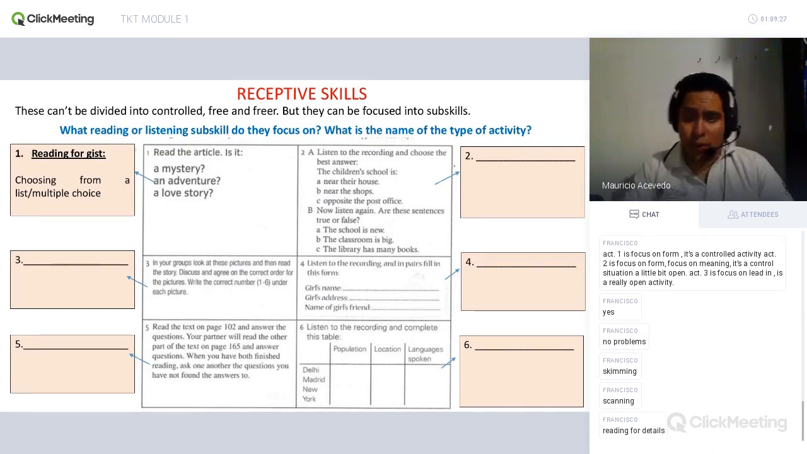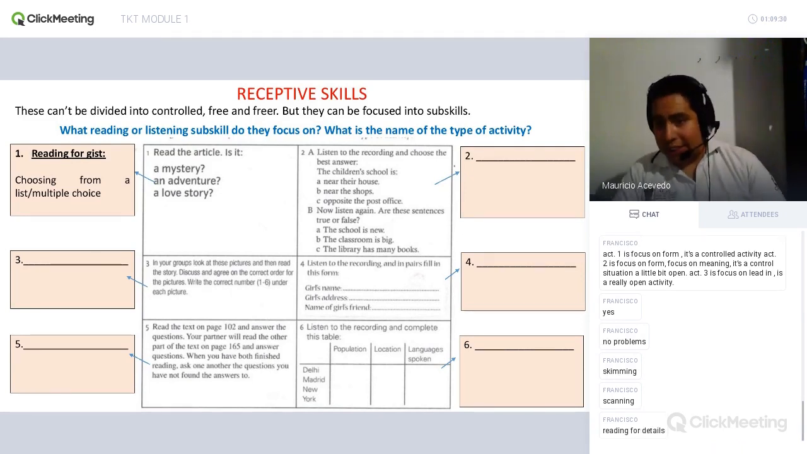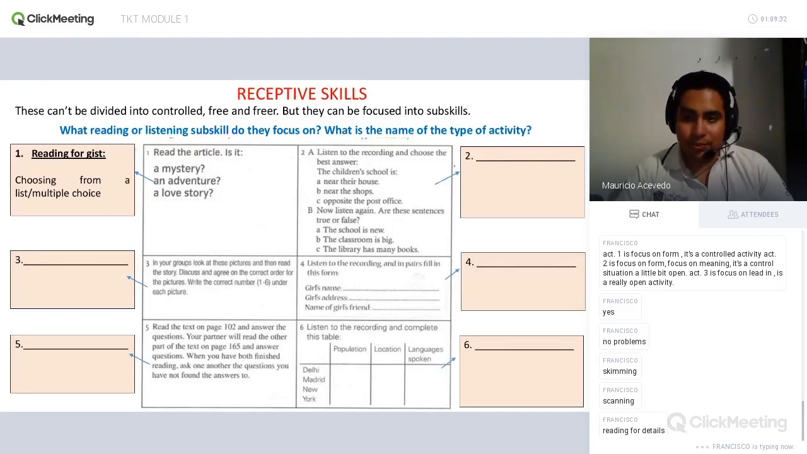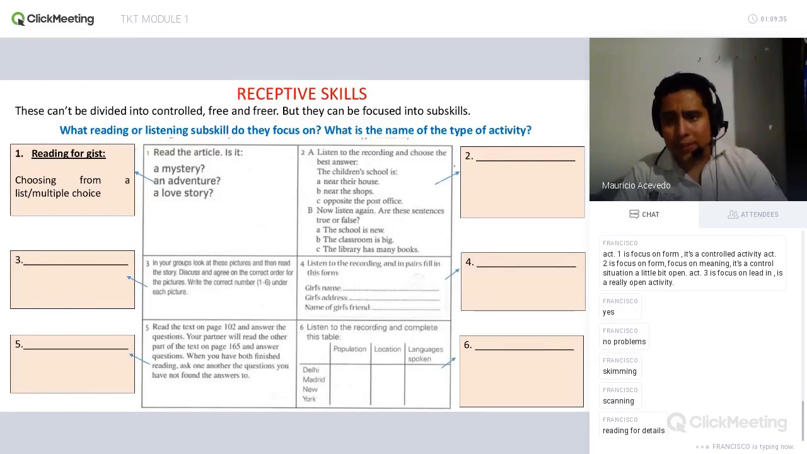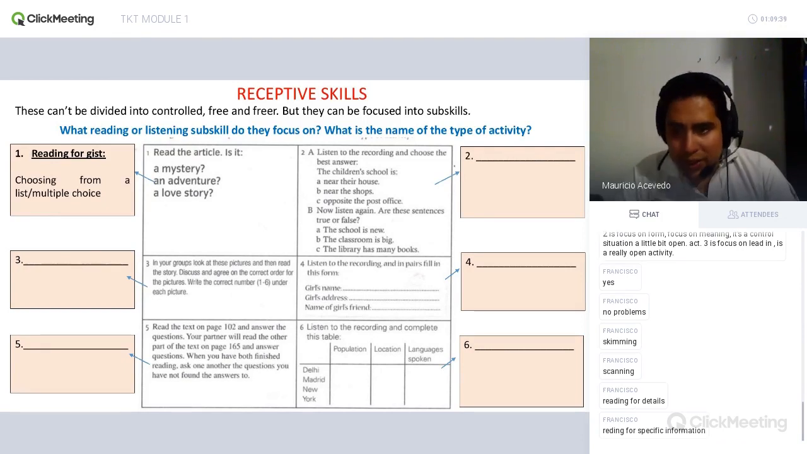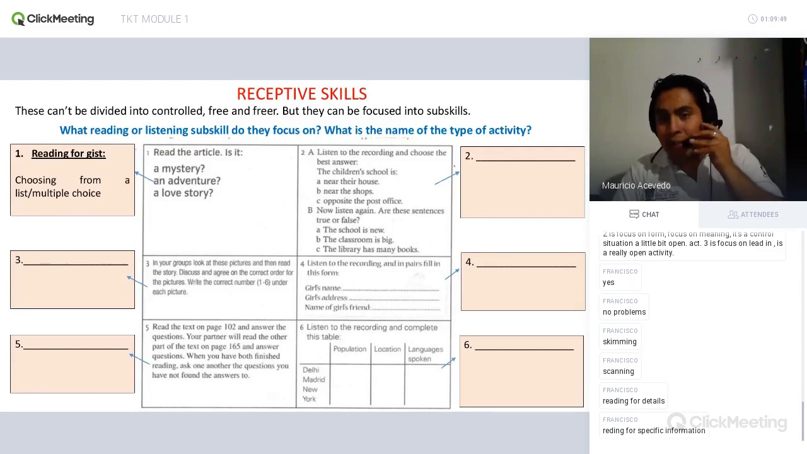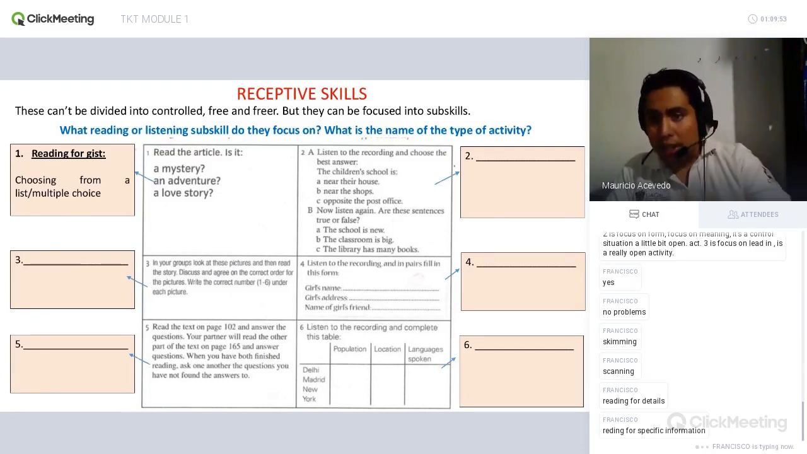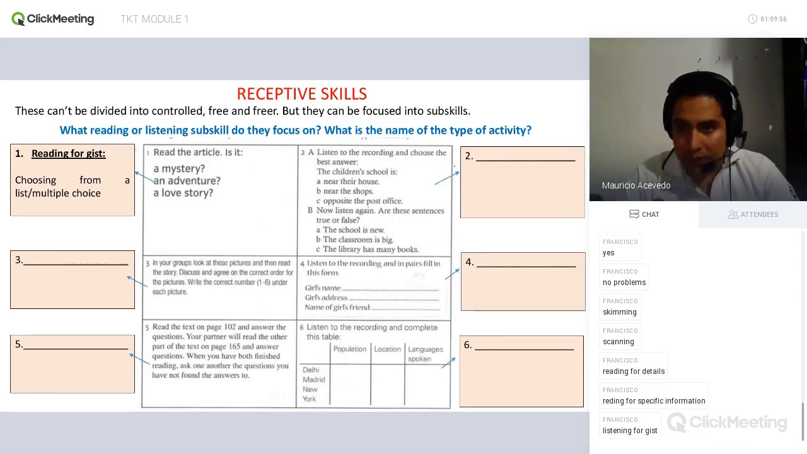I'm sorry, I have a sore throat. Reading for detail, very good. What else? Because this is the moment you will use it. Reading for specific information, very good. Now for listening, do you remember some of them? Which are basically the same ones, right? Do you remember? We also have, for example, listening for specific information, listening for gist.